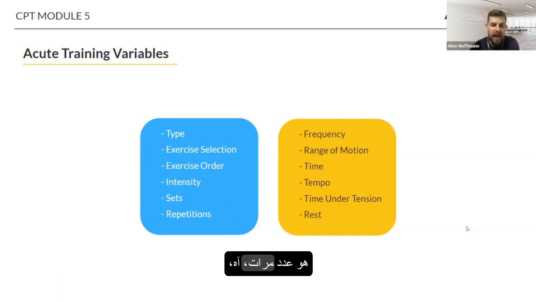Frequency is the number of times a training session is completed in a specific period of time. So you could be training 3 times a week, 20 times a month, etc.